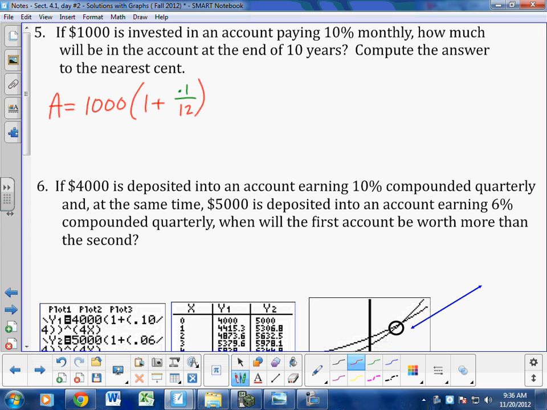Why is it 12, you guys? You're going to do it monthly, which is 12 times a year. We're going to raise it to the NT. What's that? 12 times 10.